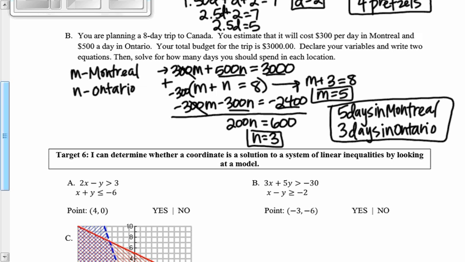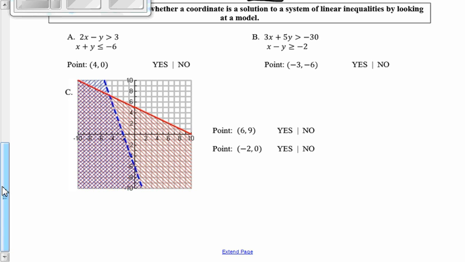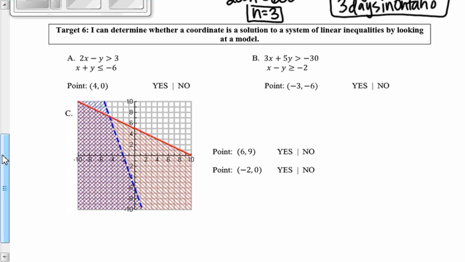And then for target 6, the first thing we're going to do is determine if the point is a solution. So starting with A, we're going to plug in x and y. So that would be 2 times 4 minus 0 is greater than 3, which is a true statement. 8 is greater than 3. And then for this bottom one, if I plug in x and y, I get 4 plus 0 is less than or equal to negative 6. 4 is not less than or equal to negative 6, so since it's false in the second statement, that's overall a no.